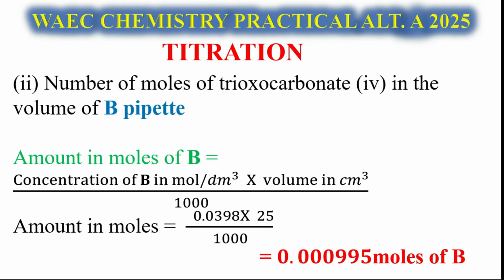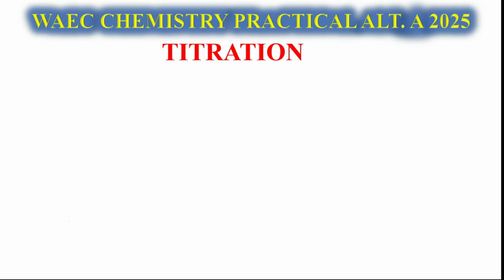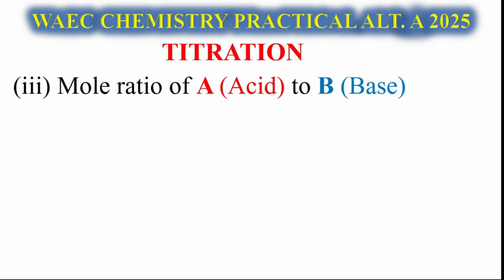Number of moles of B, trioxocarbonate 4, in the volume pipetted: the amount in mole, use the same formula, but this time around it's going to be the value of B, which is 0.0398 multiplied by 25. 25 is the volume of my pipette. In your school, if you are using 20, you are going to multiply by 20, divided by 1000. So I have 0.000995 moles of B.